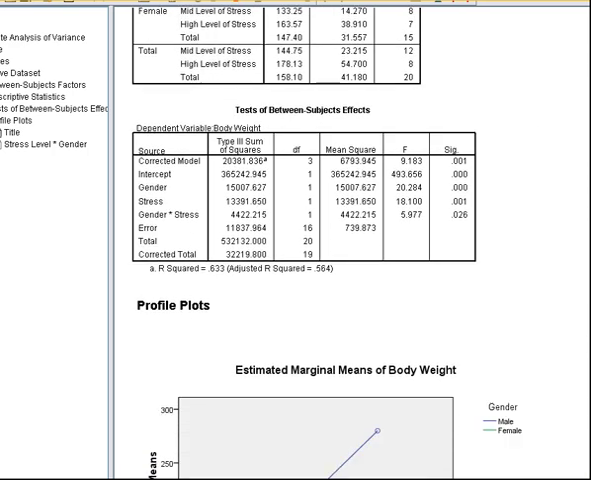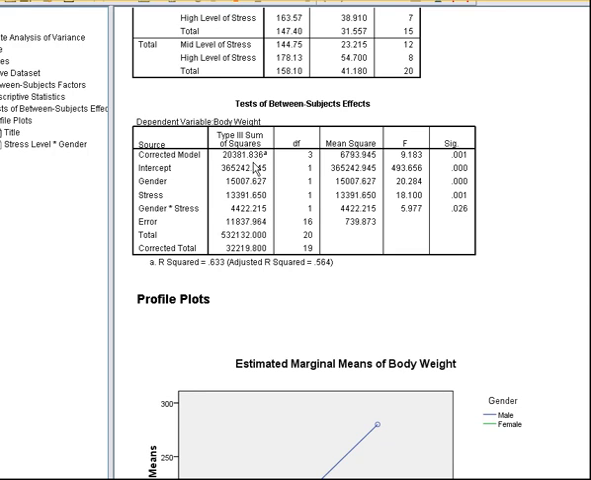We also have the results of the inferential statistical analysis. For the factor of gender, we see that the F value is 20.284, a very large F value. And if the null hypothesis is true of no difference in weight between males and females, the probability of us getting this result due to sampling error is essentially 0.